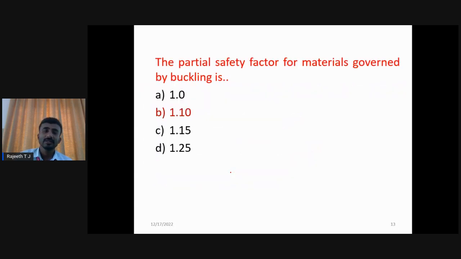If you go for the next question, the partial safety factor, this is gamma m for materials. Since it is materials, we should take gamma m according to Table number 5. If it is governed by buckling, we should take 1.10. If it is governed by yielding also, we should take 1.10. If it is governed by the ultimate value, then we should take 1.25. The question is based on the partial safety factor for materials according to IS 800.